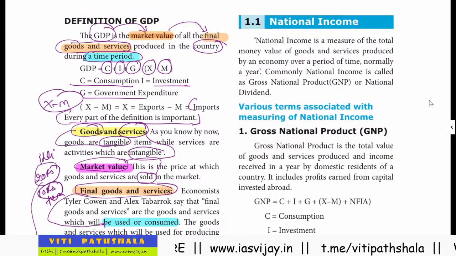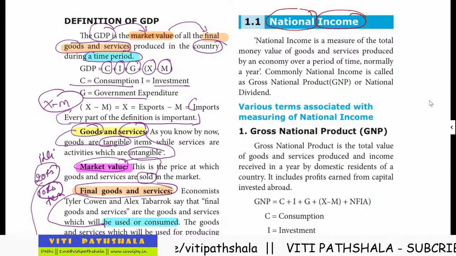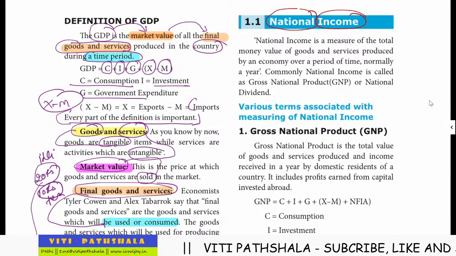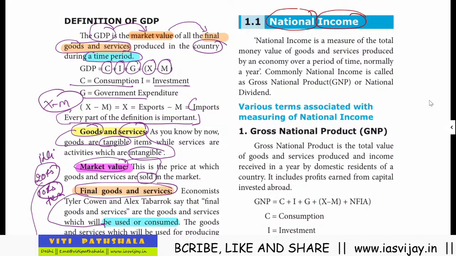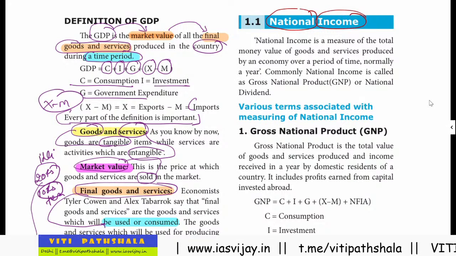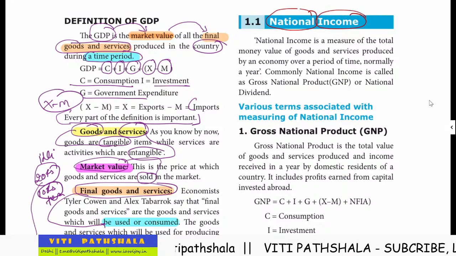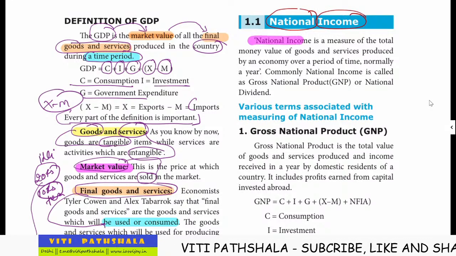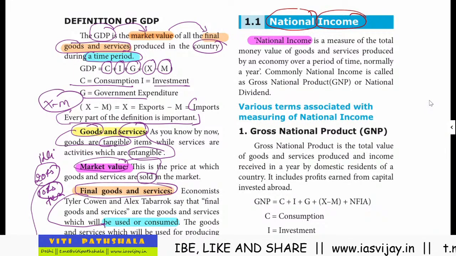Now next comes national income. I hope you have understood the definition of GDP. Now, national income is a measure of the total money value of the goods and services. So, what next comes? Next is national income. Now, what is national income? It is the total money value.